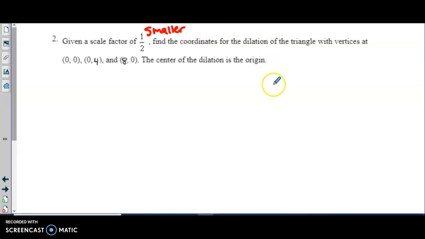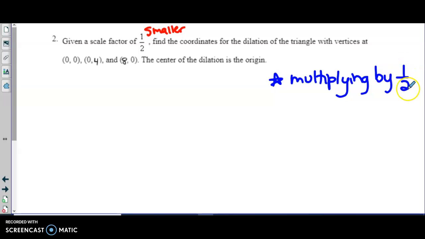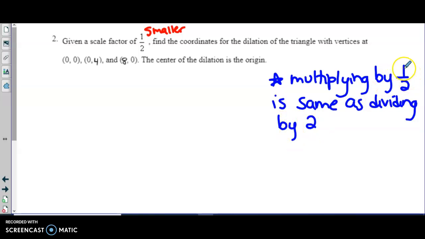And I want to just make a little note here that multiplying by 1/2 is the same as dividing by 2. Because if you look at 1/2, remember the fraction bar means divide. So we're doing a number divided by 2, or 1 divided by 2. So it's up to you what you think is easiest. If you think multiplying by 1/2 is easier, do it.